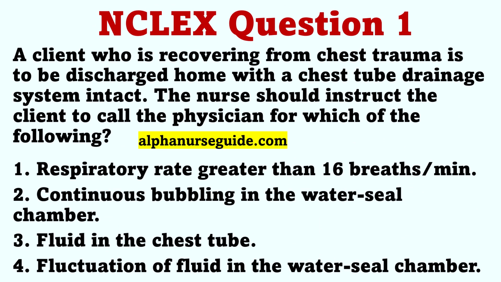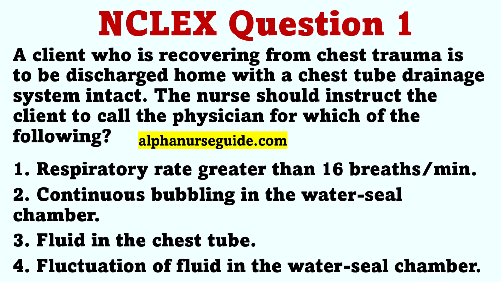A client who is recovering from chest trauma is to be discharged home with a chest tube drainage system intact. The nurse should instruct the client to call the physician for which of the following? 1. Respiratory rate greater than 16 breaths per minute. 2. Continuous bubbling in the water-sealed chamber. 3. Fluid in the chest tube. 4. Fluctuation of fluid in the water-sealed chamber.